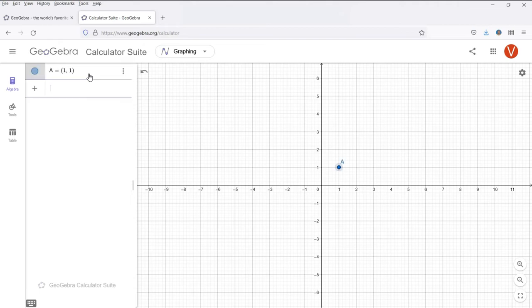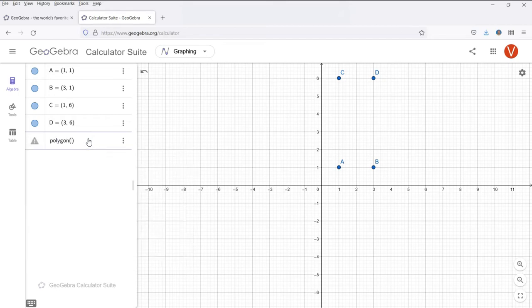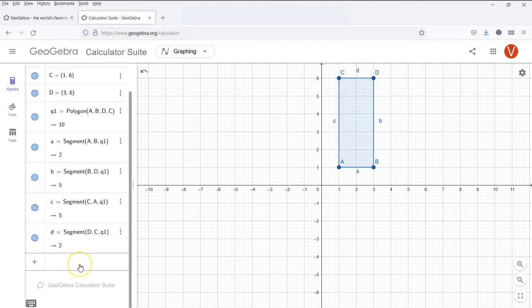1, 1, 3, 1, 1, 6 and 3, 6. Okay? And let's define it as a polygon. So for this we have to specify the points: A, B, D, C. So it has defined the rectangle. We want to manipulate this in terms of rotating and flipping.